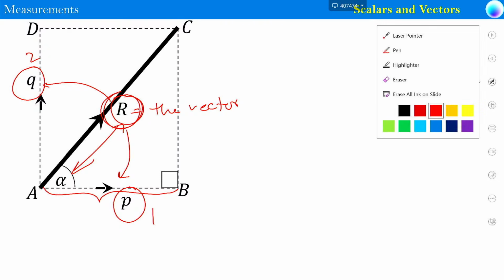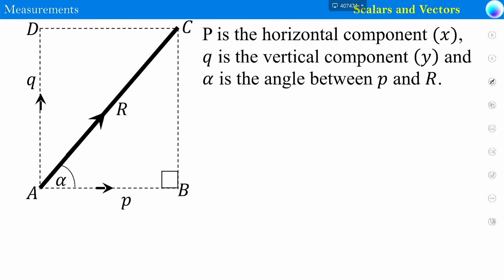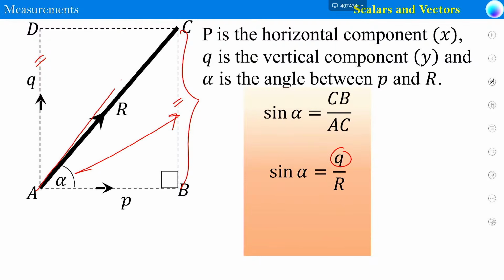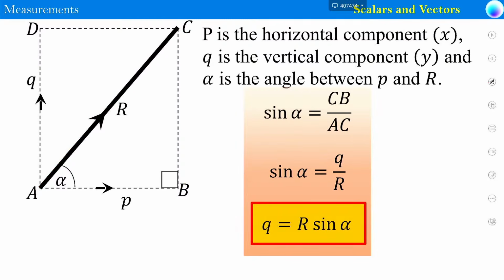What I try to do here, I try to write sine alpha. Again, you know that opposite, that is CB. CB is same as DA. So that is Q, and over AC, that is R. Right. And then I can cross multiply R and sine and get Q equals R sine alpha. So I subject Q here, Q equals R sine alpha.